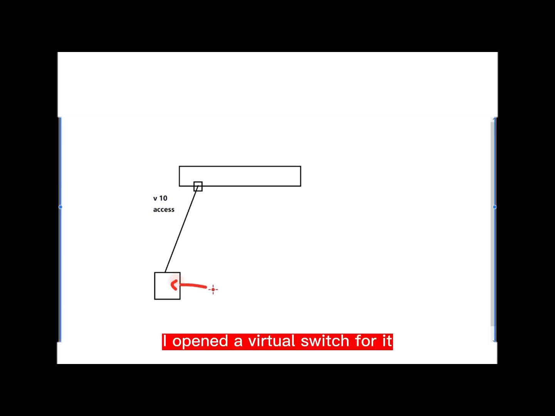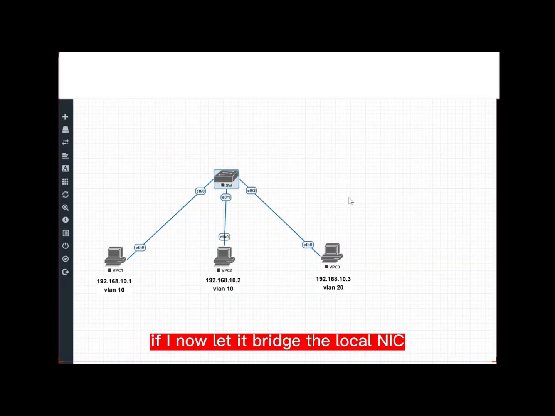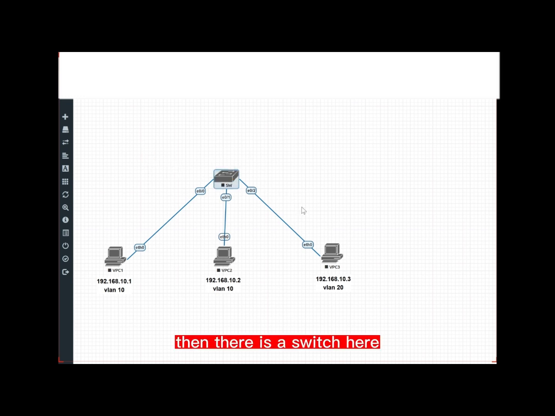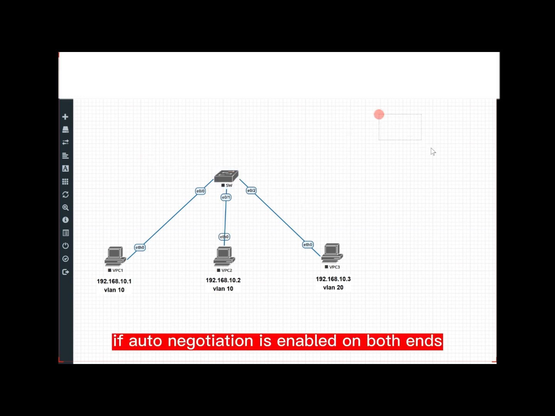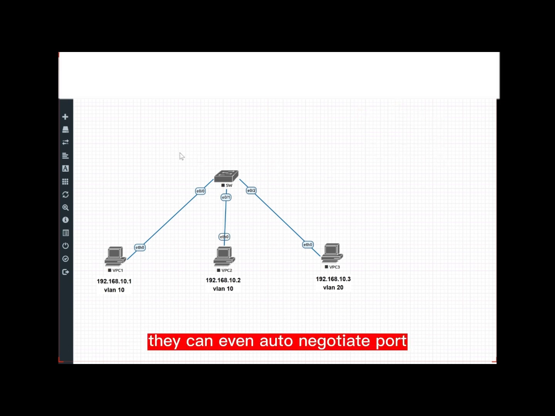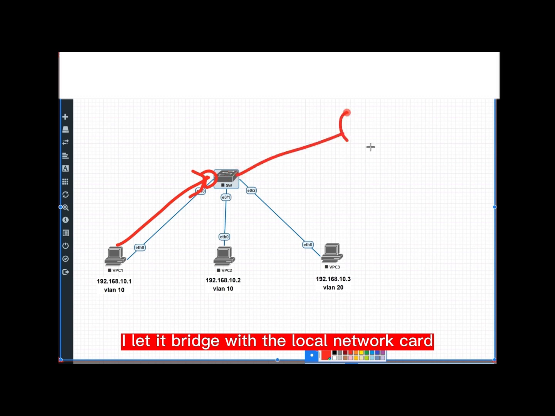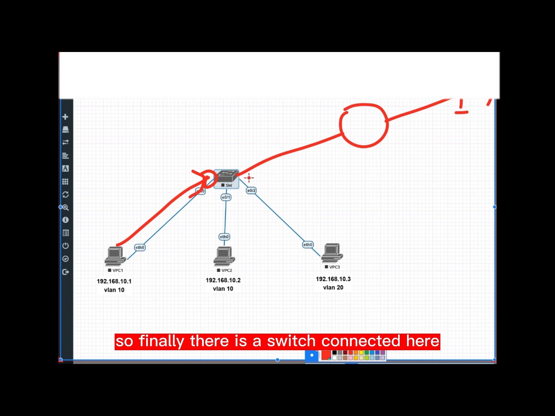I opened a virtual switch for it. It is actually the same as a normal switch. If I now let it bridge the local NIC, then there is a switch here. If auto-negotiation is enabled on both ends, they can even auto-negotiate port. For example, this is an access interface. The data comes in with a tag. I let it bridge with the local network card. So finally there is a switch connected here. Then it can be sent with this tag.